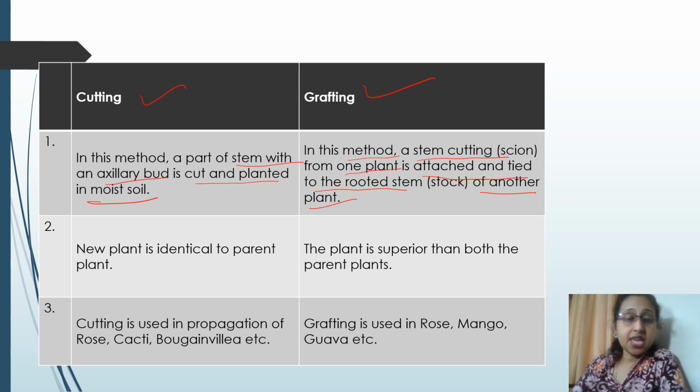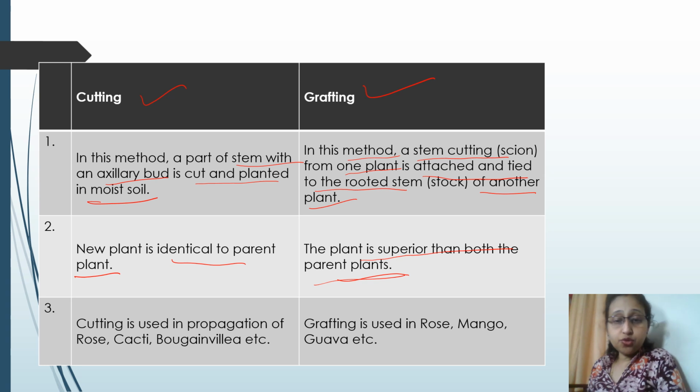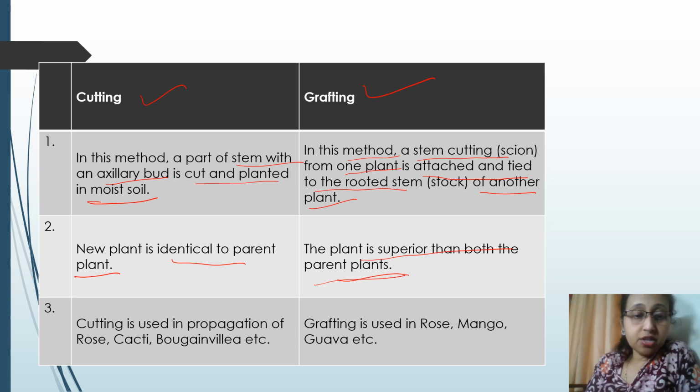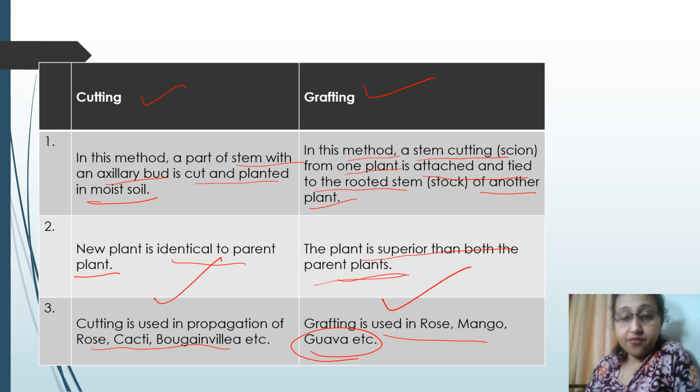This is grafting. In cutting, the new plant is identical to the parent plant, but here in grafting, the plant is very much superior to both the parent plants. Is it clear? Now, cutting is used in the propagation of rose, cacti and bougainvillea, whereas grafting is used for rose, mango and guava. So these are the examples where cutting is done and where grafting is done.